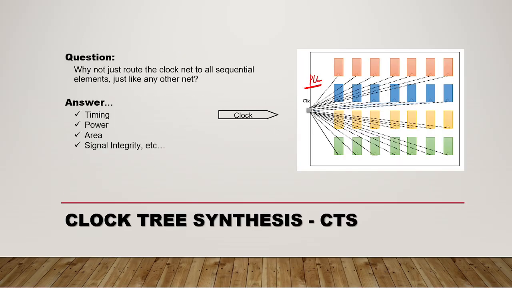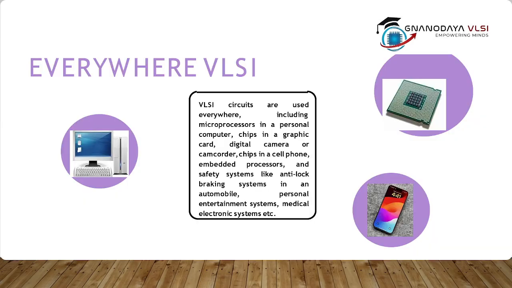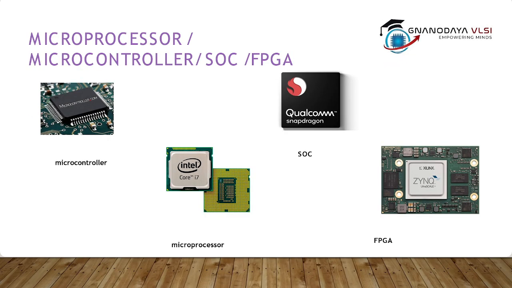Coming to the front end, design verification. Wherever you see VLSI is there. Suppose you are using microprocessors in personal computers, graphic cards, digital cameras, chips in cell phones, embedded processors, safety systems in automobiles like anti-lock braking systems, personal entertainment systems, medical devices. Wherever you see, VLSI is there. VLSI is there everywhere. You already studied microcontrollers and microprocessors in BTech.